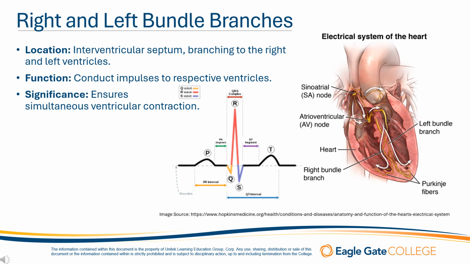For example, if the left bundle branch is blocked, the left ventricle will contract later than the right ventricle, and this reduces the efficiency of blood pumping and compromises cardiac output. Additionally, bundle branch blocks can lead to abnormal heart rhythms, and they may require medical intervention, such as the placement of a pacemaker, to ensure proper conduction and synchronization of the heartbeats. Understanding the role and importance of the right and left bundle branches helps in recognizing and managing such conditions effectively.